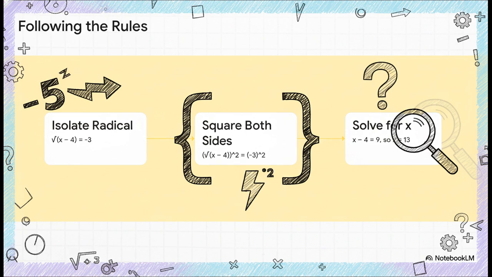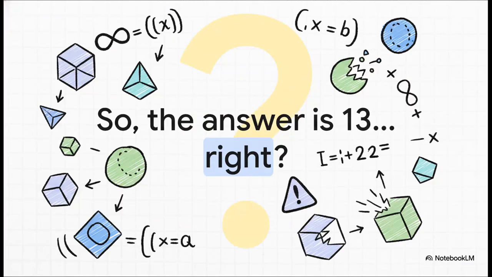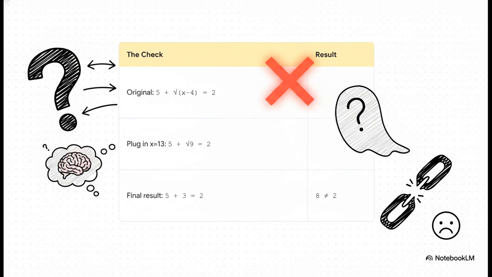Okay, next we square both sides. On the left, the root disappears. On the right, negative 3 squared becomes a positive 9. So we have x minus 4 equals 9, which means x has to be 13. Simple. We followed the rules perfectly. So there it is. The answer's 13. Looks like a solid answer. We didn't break any rules. Or, did we? This right here is why checking your work is absolutely essential with these radical equations.